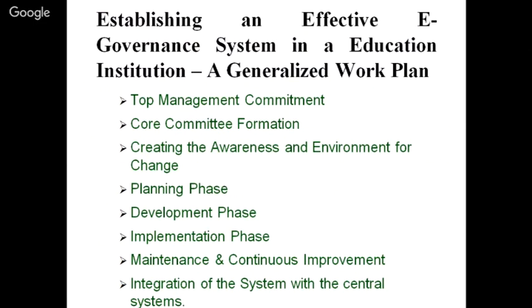Now, establishing an effective e-governance system in an educational institution, a generalized work plan would be: you need to first have top management commitment, whether you wish to go for it or not, then core committee formulation, then creating awareness and an environment for change, then you have to plan for it, then work on its development and implementation, followed by maintenance and continuous improvement, followed by integration of the system with the central systems.